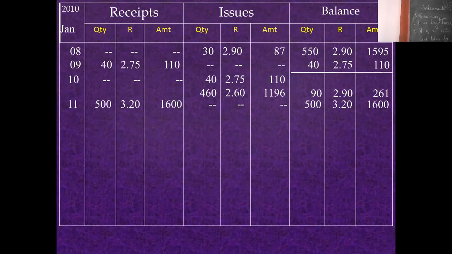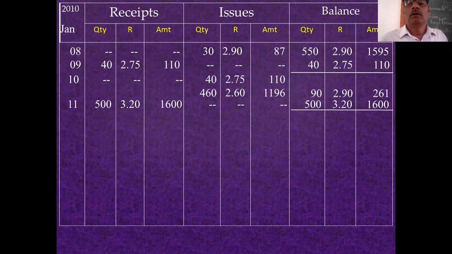500 at the rate of 2.90 you issued, no problem, that is also correct. Okay, but the real assumption is the quantity first received in the store is to be issued first. On the basis of that assumption, we have to issue the return quantity first. Okay, the returned quantity, issue first.